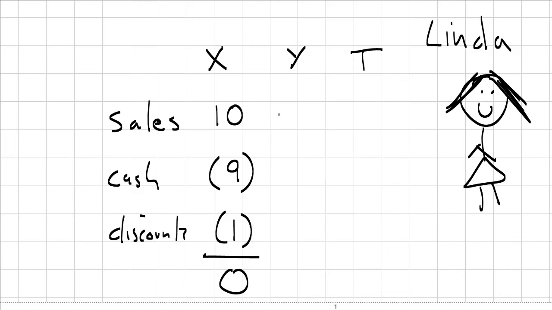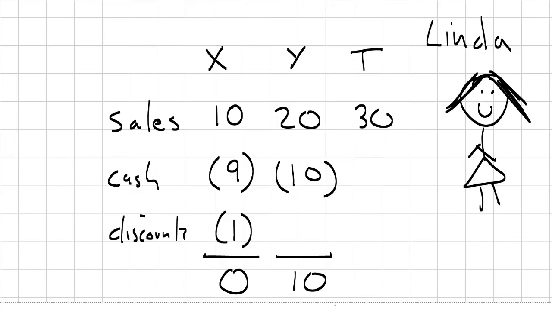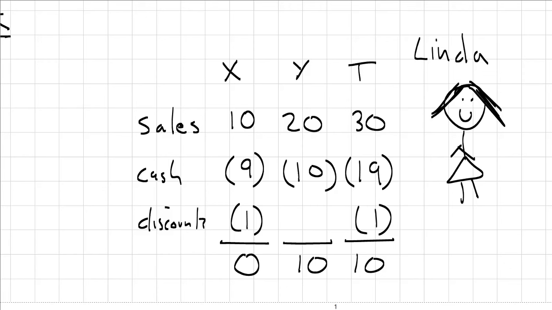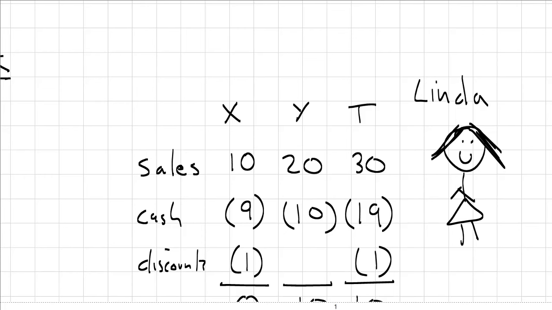Mr. Y bought $20 of goods. He paid $10. Okay. So we know that Mr. Y owes us 10. We know our total 30, our total 19 here, a 1 discount, and a 10. So Linda understands the individual balances. Linda is in charge of the list of balances.